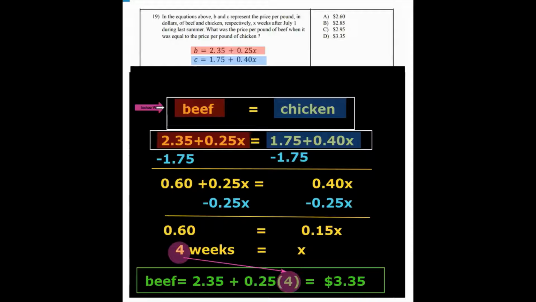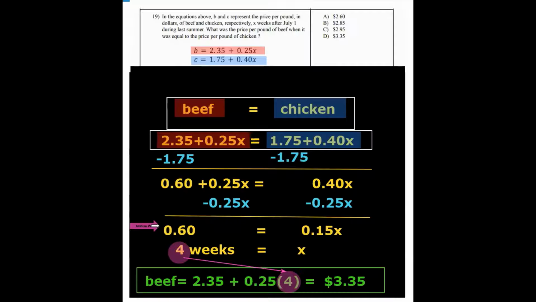So we know that beef, 2.35 plus a quarter per pound equals 1.75 plus 40 cents per pound. Subtract $1.75 from both sides, and we get 60 cents plus 0.25x equals 0.40x. Subtract 0.25x from both sides, and we get 60 cents equals 0.15x. Divide both sides by 15, which is the same as 60 divided by 15 is 4. So the correct answer for X is 4.